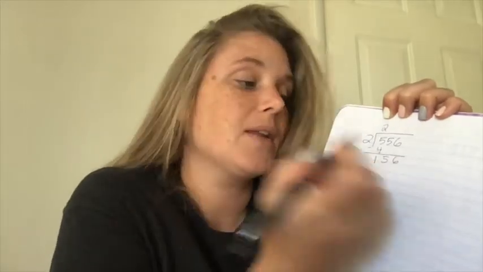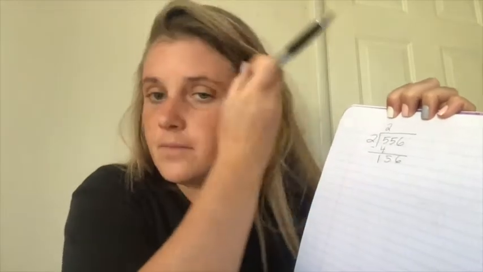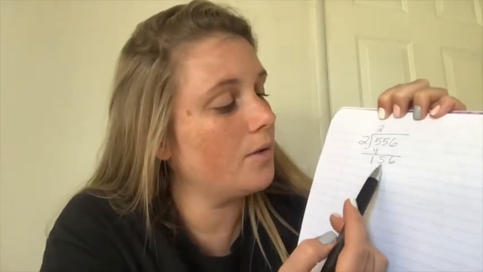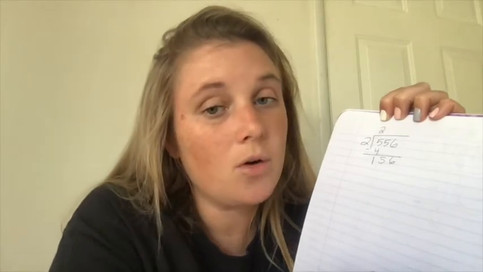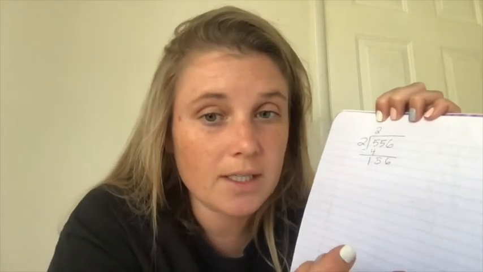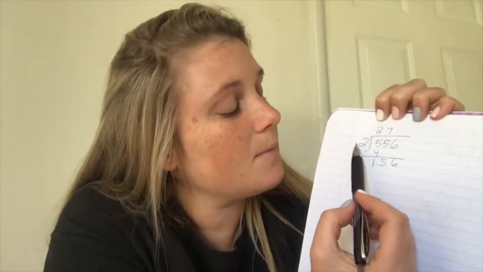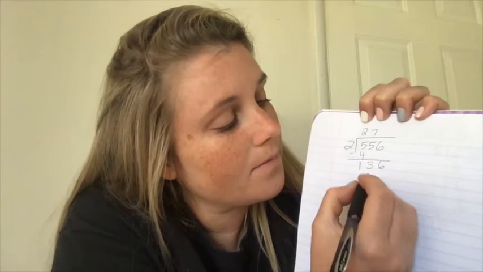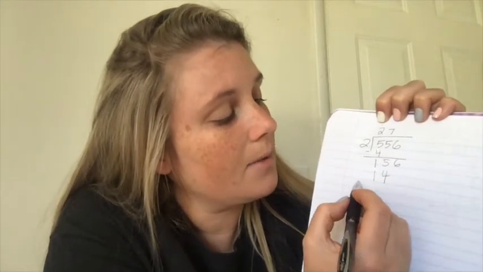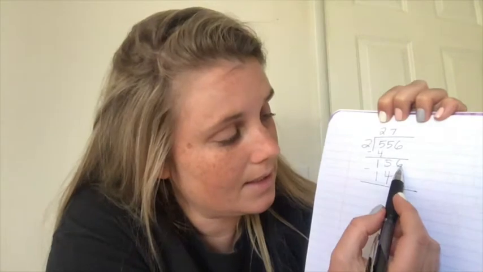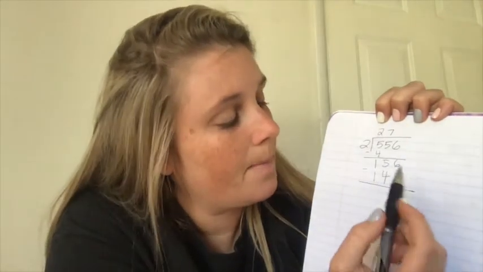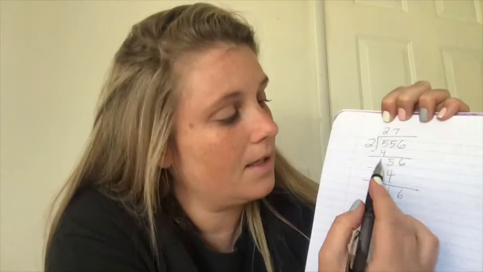Okay. How many times does 2 go into 15? Because 2 can't go into 1, so 2 goes into 15. Well, I know it goes 7 times into 14, so I'm going to do that. 7. 7 times 2 is 14. Okay, now I'm going to subtract and bring down. So the 6 is going to come down. 5 take away 4 is 1, and that's just nothing.